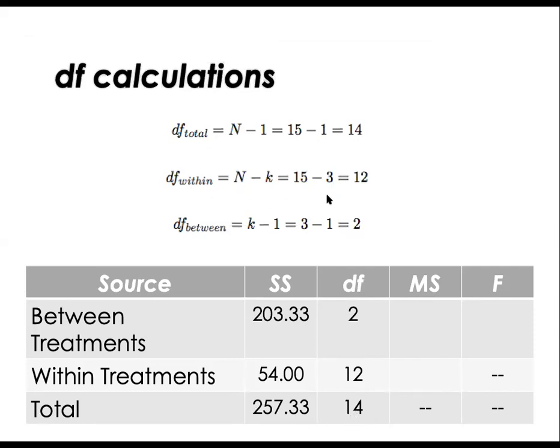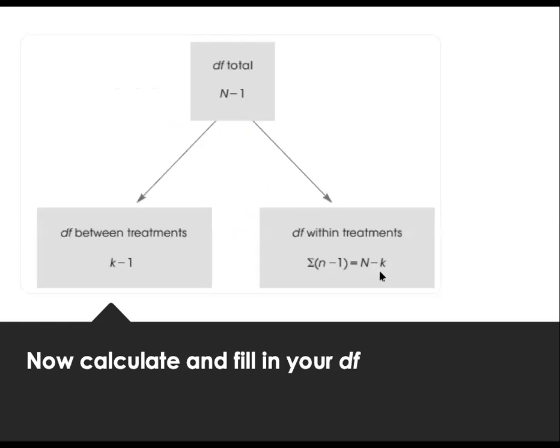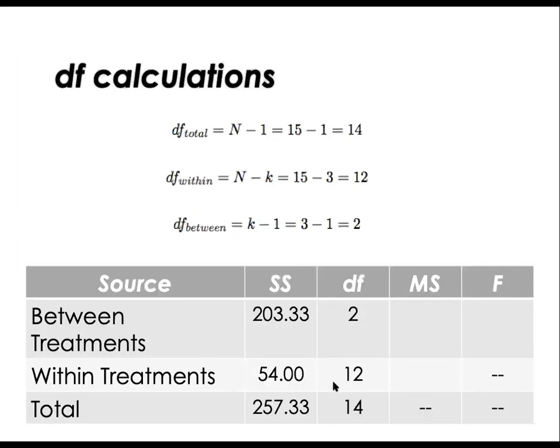Degrees of freedom within is equal to N minus K. Right here. You could also take little n minus 1 for each level and add them up. You should get the same thing. And that would be 12 in this case. And then degrees of freedom between is K, or the number of levels, minus 1. We have 3 levels, right? No sleep, moderate, and high. Minus 1 is 2. So we put 2 right there.